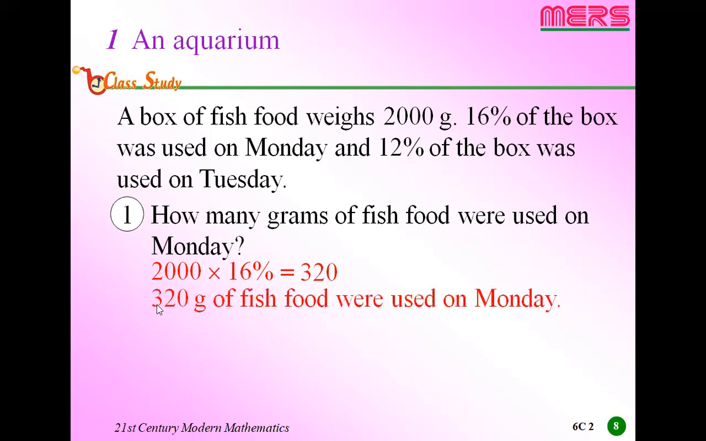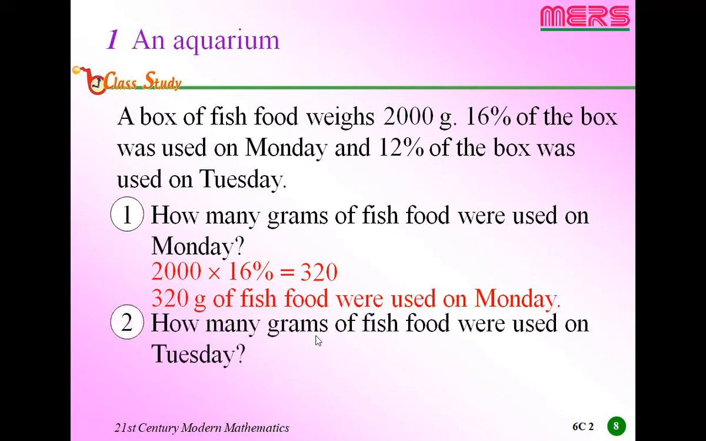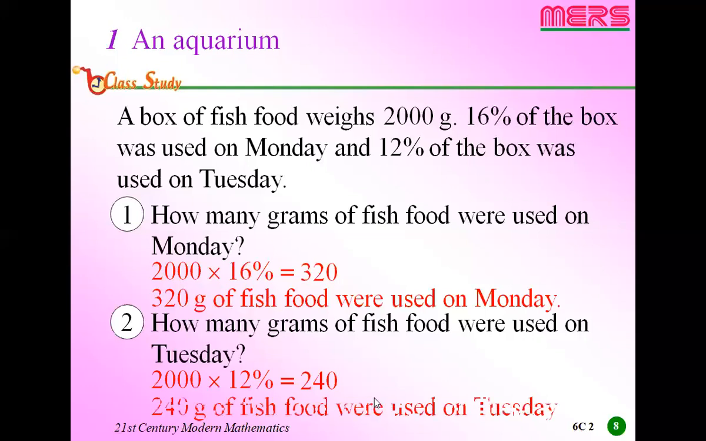All right, statement. And then question 2. How many grams of fish food were used on Tuesday? Same thing. Use the total number times 12%, which is used on Tuesday. And then you can find the answer 240. You can also use estimation, like 12% is close to 10%. So 10% of 2,000 is around 200. So your answer should be close to 200. All right. So the statement will be 240 grams of fish food were used on Tuesday.